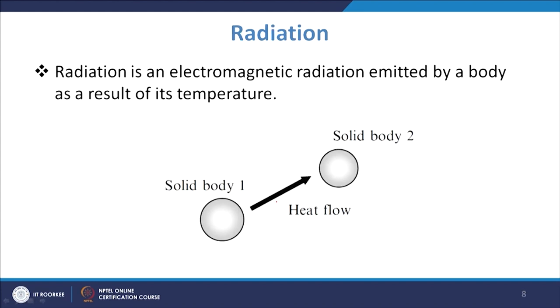Then you have another part, which is radiation. Radiation is an electromagnetic radiation emitted by a body as a result of its temperature. So, in that case, you have a body at higher temperature, and it will be emitting radiation towards the body of lower temperature. That is the principle. This flow that takes place is in the form of electromagnetic radiation, which is why it is called radiative heat transfer.